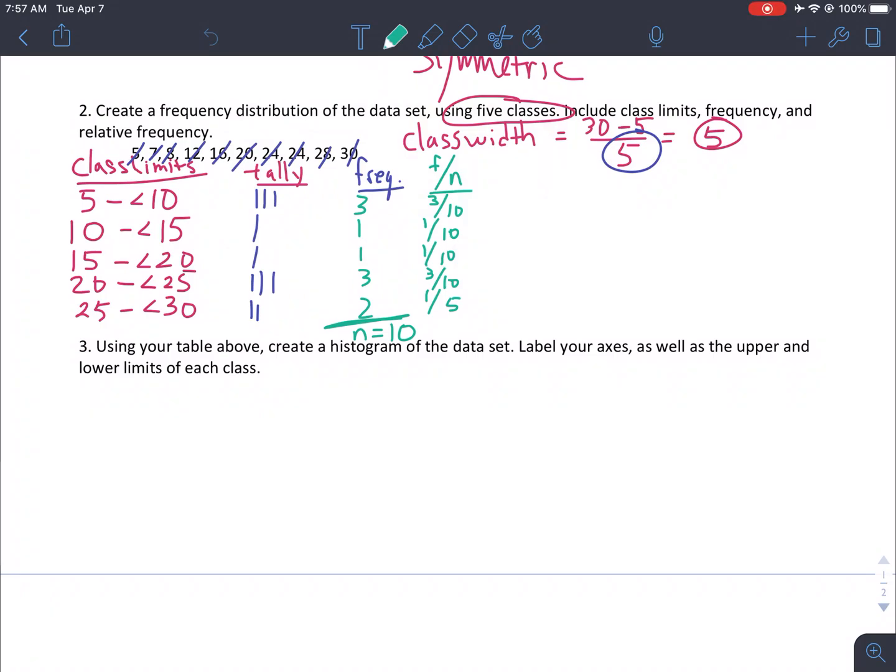This is Algebra 3. This is our Unit 2 review, Part 2. We will complete the review today. Here's where we left off.